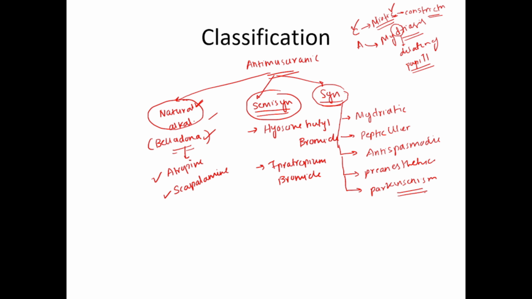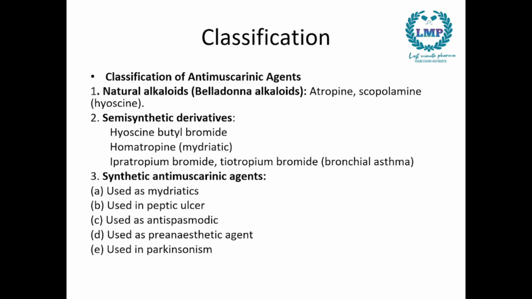So I have given you an overview classification. It comes for 5 marks something. So this is how you're supposed to classify your antimuscarinic agents. Even you're going to have anti-nicotinic ones, which we will discuss. So the classification of antimuscarinic agents is: first natural alkaloids, then semi-synthetic derivatives, then the synthetic antimuscarinic agents, which are used as mydriatics, for peptic ulcer, antispasmodic, pre-anesthetic agents, and Parkinsonism.